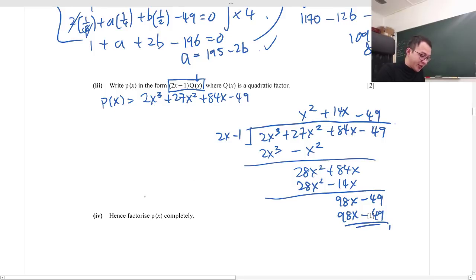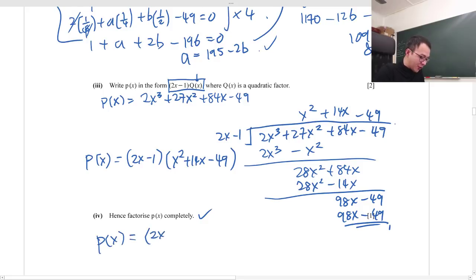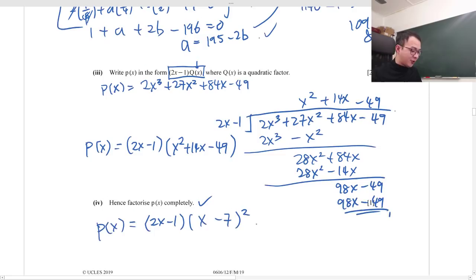So this one is my Q(x). The question asks you, yeah, p(x) must be in this form. So my p(x) is equal to 2x minus 1 multiplied with x squared plus 14x minus 49. And then factorize completely, so I will just factorize one more time. So this one should be x minus 7 squared. Alright, should be quite easy.